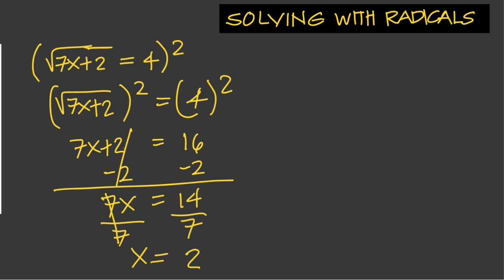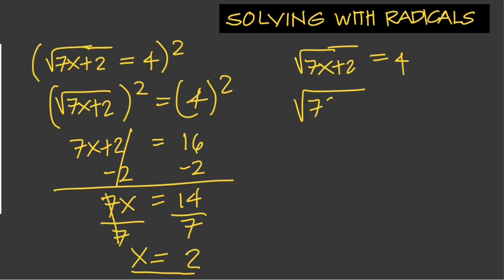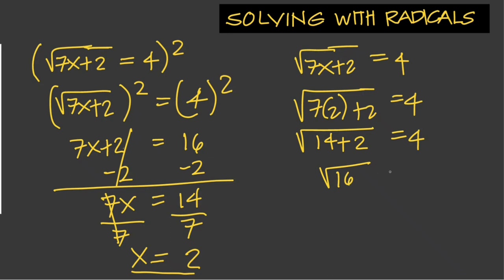Since our index is even, then we need to check the answer in the original problem. So all we have to do is substitute the value of x into the original equation. Our original equation is square root of 7x plus 2 equals 4. Then we plug in 2 for our x, so that would become square root of 7 times 2 plus 2 equals 4. So this would be square root of 14 plus 2 equals 4. Square root of 16 equals 4, and square root of 16 is just equal to 4.